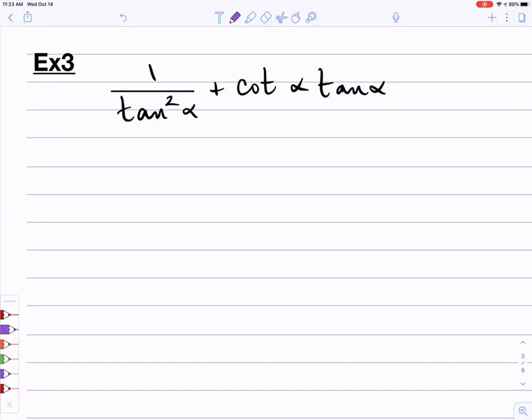So do you remember how I said a few minutes ago that most of the time life is easier if you change everything to sines and cosines? This is one of those times where you can do that. You can change into sines and cosines, okay? But it's actually easier if you don't. So we have some other identities that we can use that don't involve sines and cosines. So what is 1 over tangent squared the same thing as? Cotangent squared.